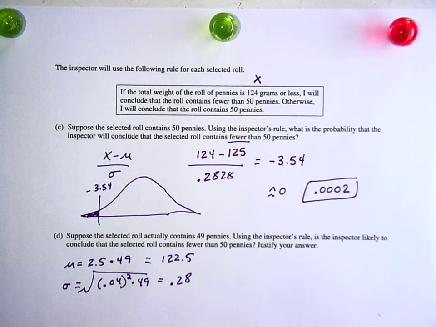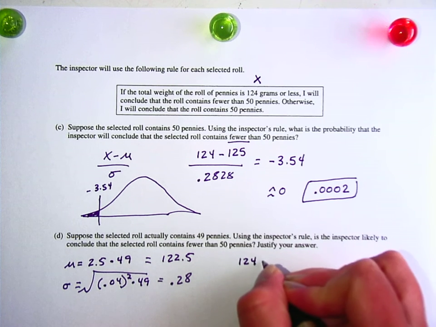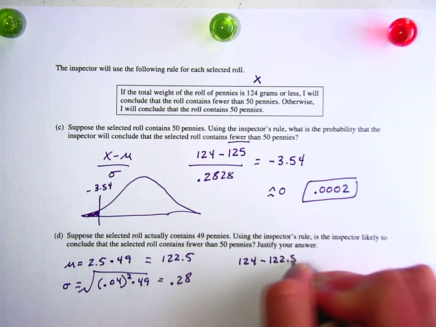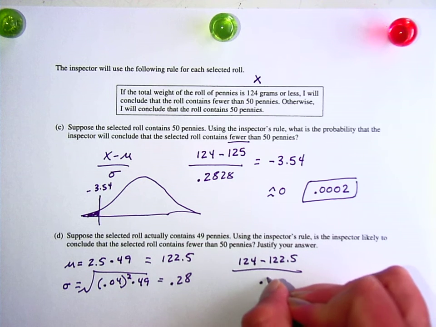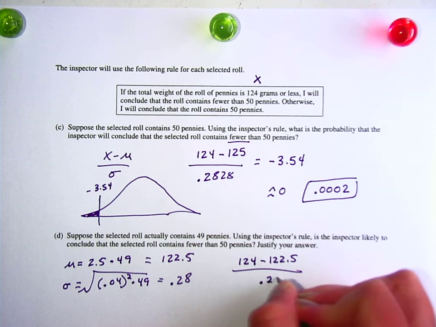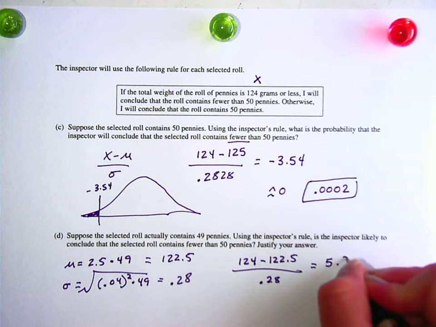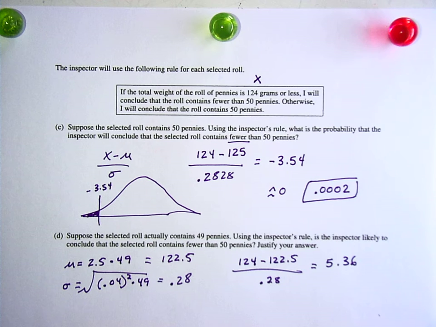And then we're going to do the x minus mu over sigma thing again, using the same x. So 124 minus 122.5 divided by, was it just 0.28? Yeah, 0.28. And then if you do that, you end up with a z-score of 5.36, which is pretty much off the charts. So the question is, is the inspector likely to conclude that the selected roll contains fewer than 50 pennies?